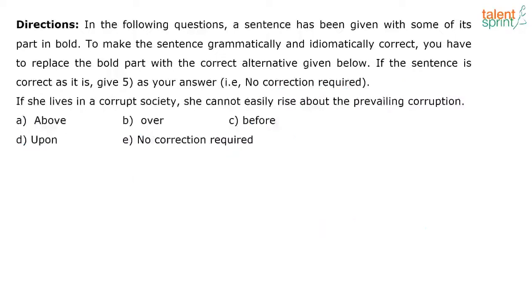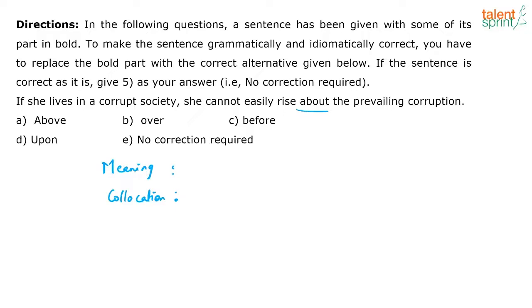Okay. "If she lives in a corrupt society, she cannot easily rise above the prevailing corruption." The highlighted word is "above." The options are above, over, before and upon. So can you tell me, in terms of collocation, again, in the context, what meaning do we need? My first question is, what meaning do I need? And what is the right collocation? Tell me the meaning and tell me the collocation. You might give me the answer.